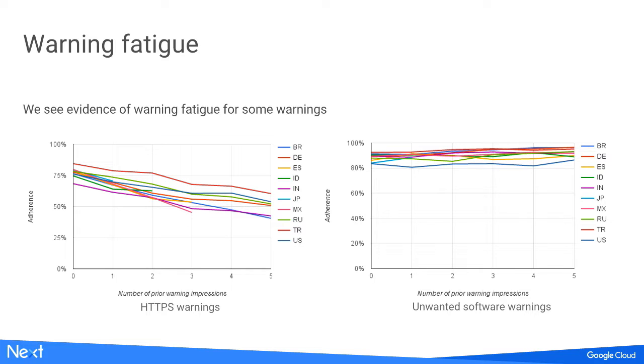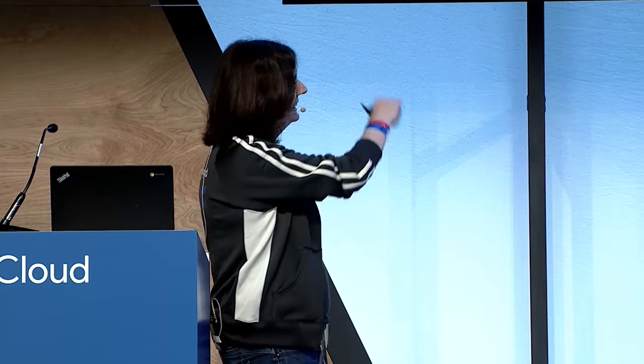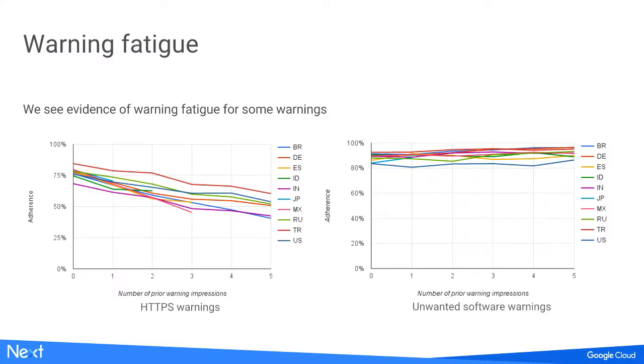At the same time, the first time you see it, adherence is around 95%. But as you get more and more of them, you're even more likely, not significantly, but even more likely to follow the instructions to discard it. So that's significant. We need to understand the difference between showing HTTPS warnings and showing unwanted software warnings. This all comes back to measurement, which we'll talk about shortly.